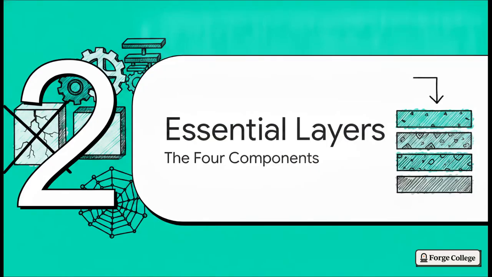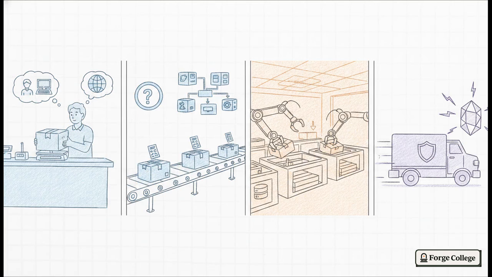Moving right along to part 2, the 4 essential layers. To make this blueprint a reality, we obviously can't just throw all our logic into one massive monolithic file. That'd be a mess. Instead, we have to break our system down into 4 highly specialized layers.